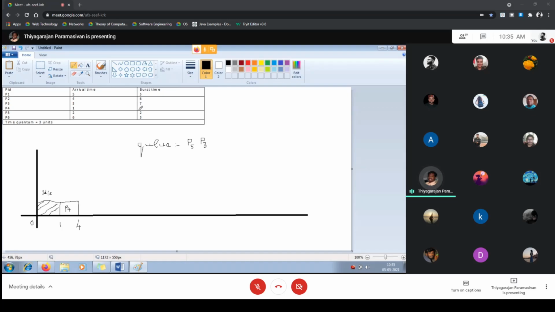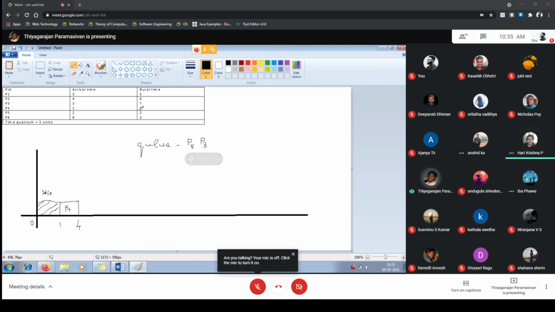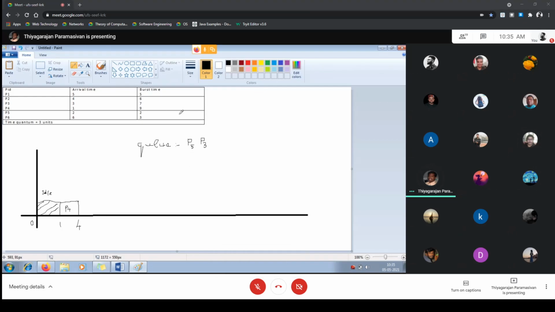So what is the burst time for P4? Nine seconds. How many seconds has it already executed? 3. So we have to reduce it. From 9 it will become 6. So remaining is 6. Do you agree or not? Yes, sir. Remaining is 6. Next, what is the fourth point?